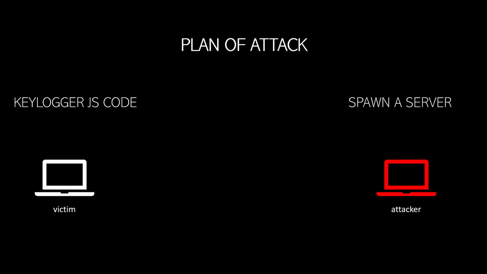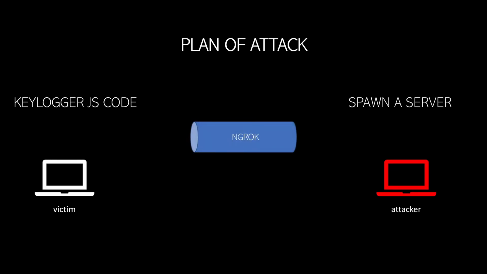Now here is a difficult thing. The server is running on localhost and the victim has no way of contacting the server. How are we going to connect these two together? Obviously, we are going to do port forwarding using an ngrok tunnel. Now, how is the victim gonna generate the keystrokes and how is the attacker gonna get it?